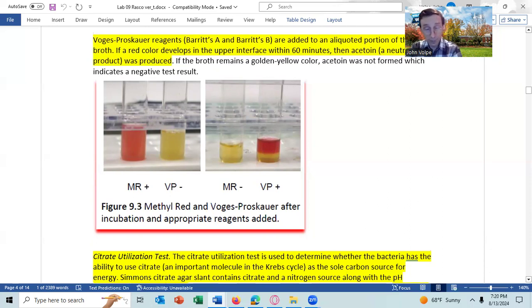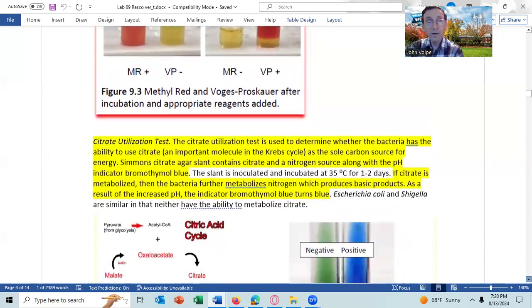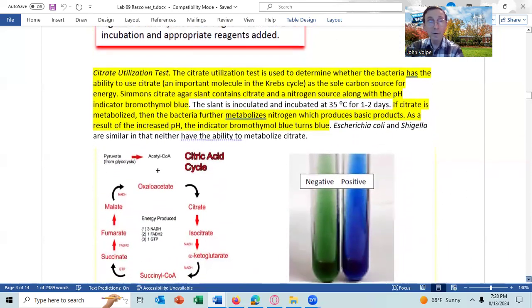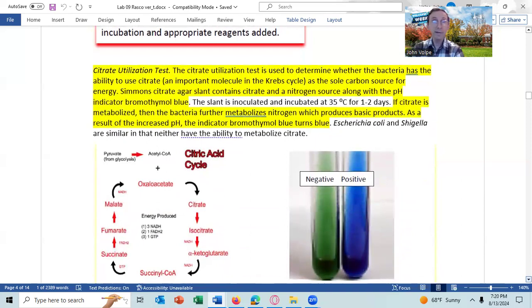And so with the indole test, all three of them, if it's positive, it is red. Any question about any of that? All right. Let's move on to the citrate utilization test.